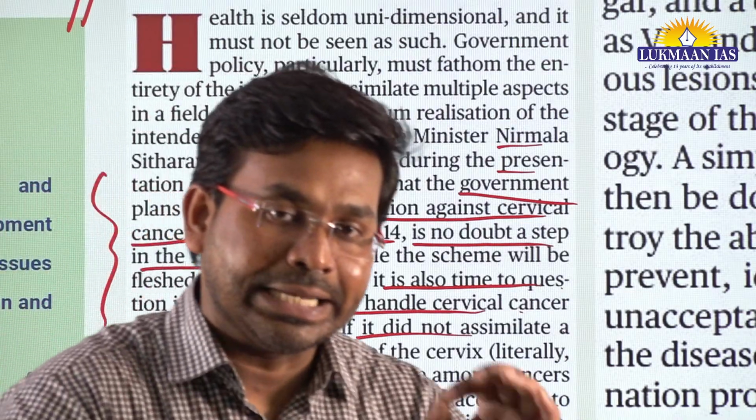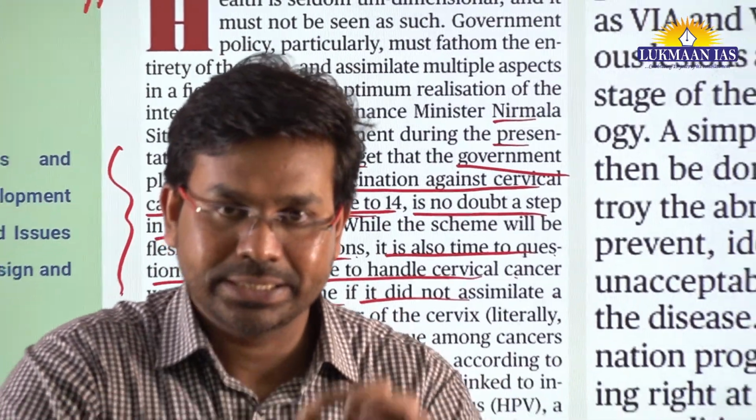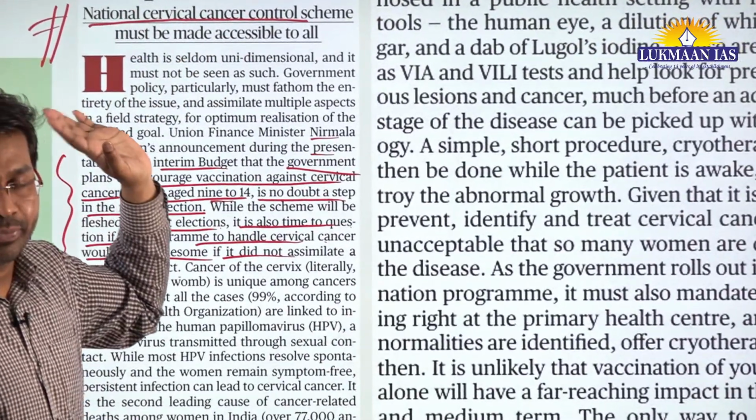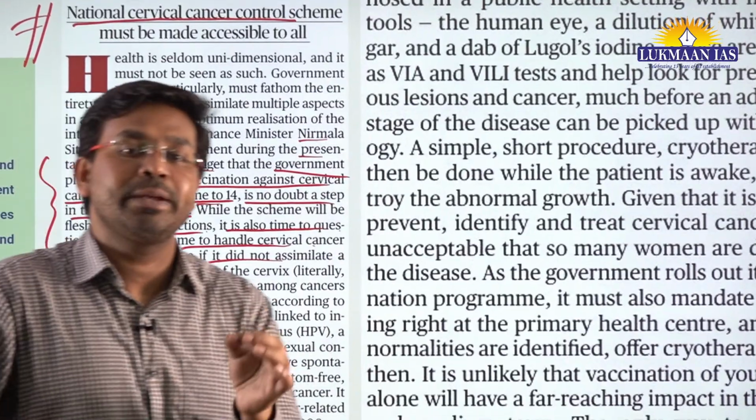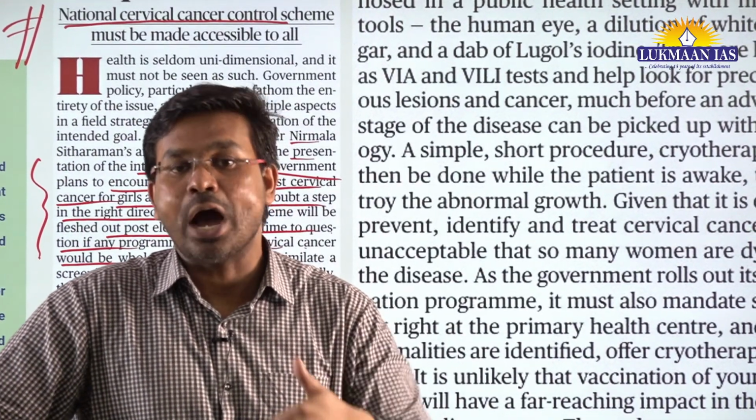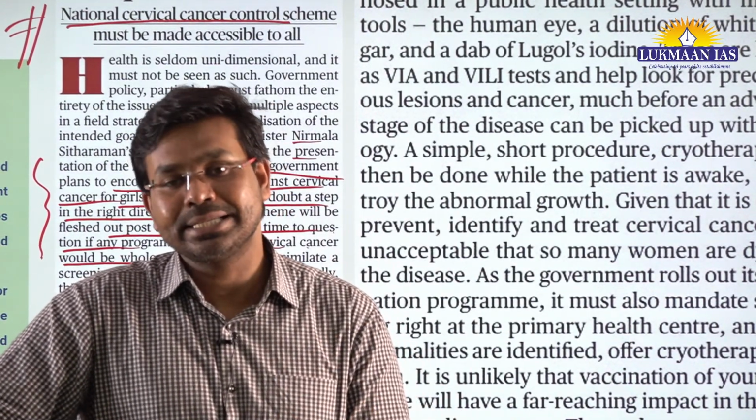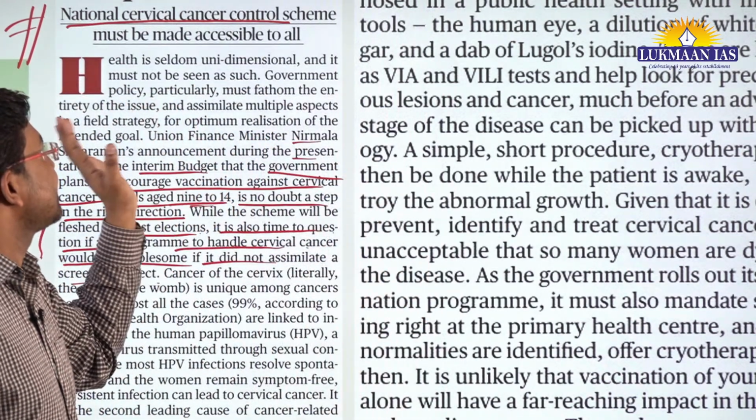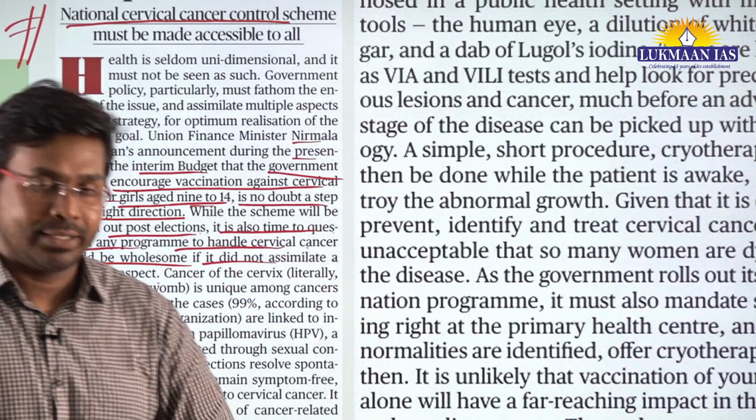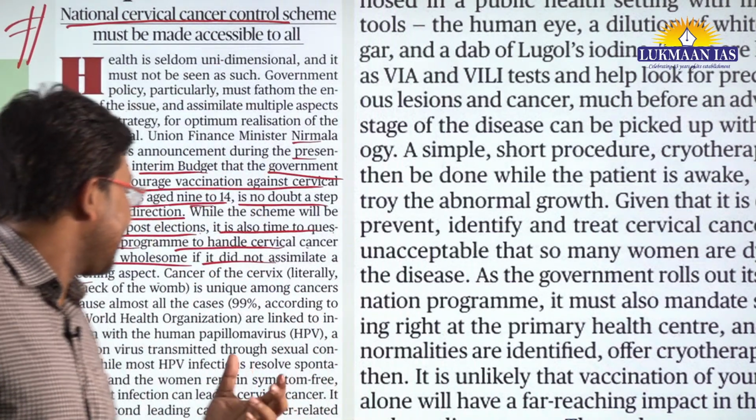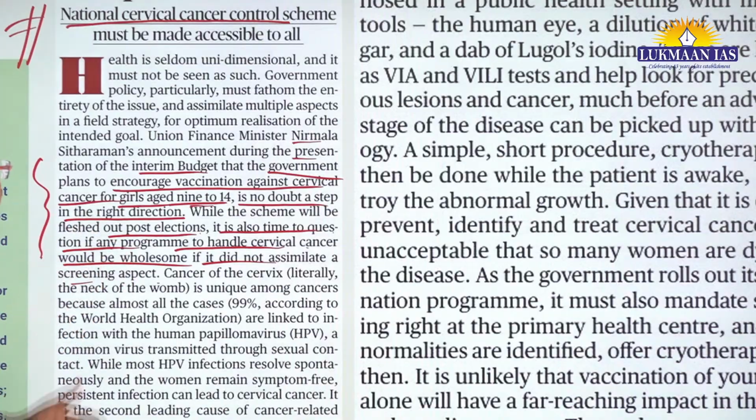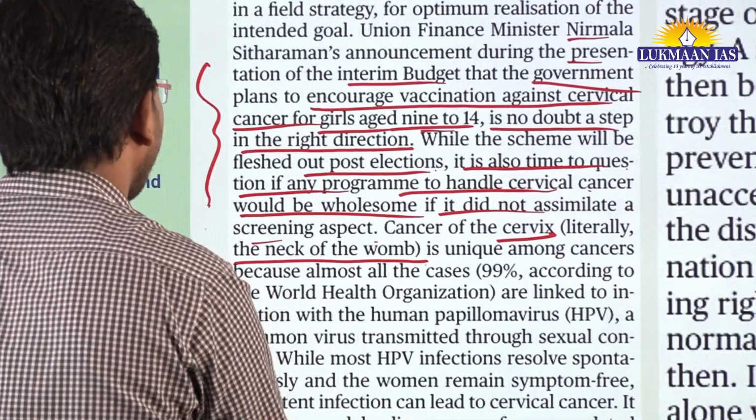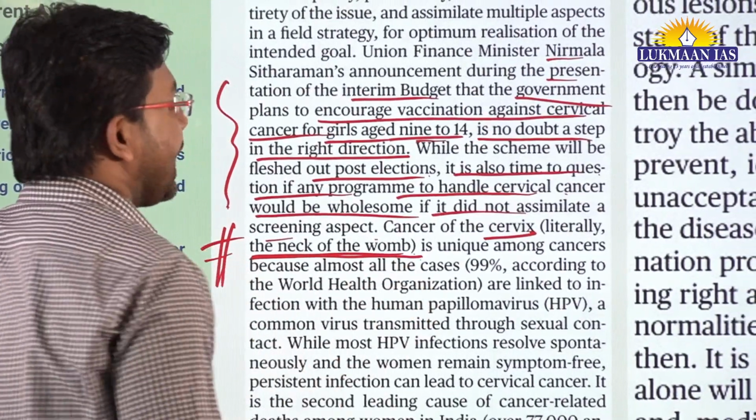So here we are talking about the Finance Minister's announcement related to this National Cervical Cancer Control Scheme. Here we need to understand what we mean by cervical cancer, how we can control it, and whether this cancer is life-threatening or not. Cervical cancer happens to women, right? This cancer happens on the cervix, which is known as the neck of the womb.